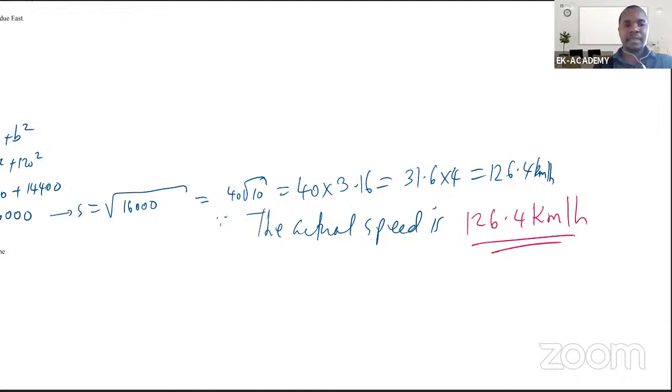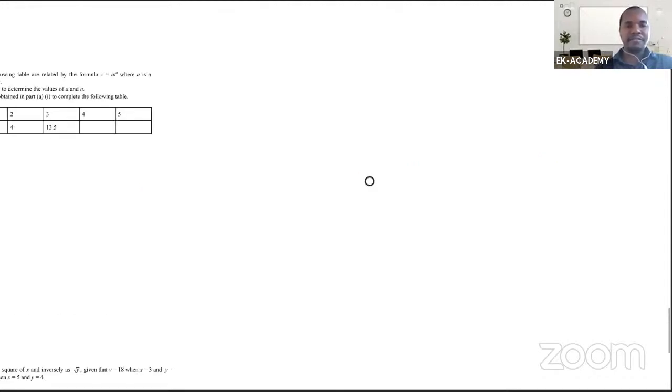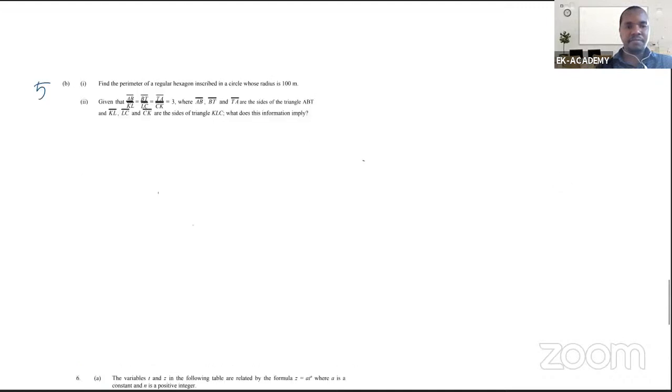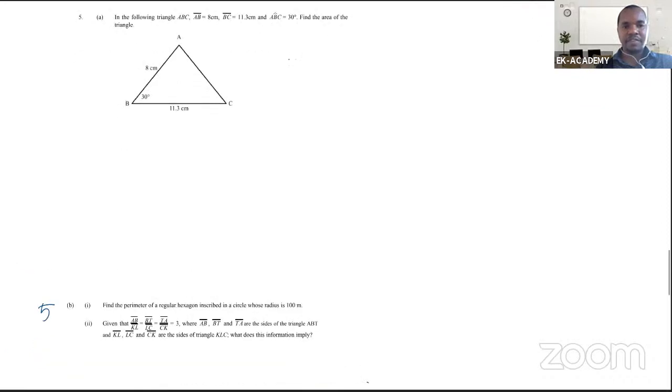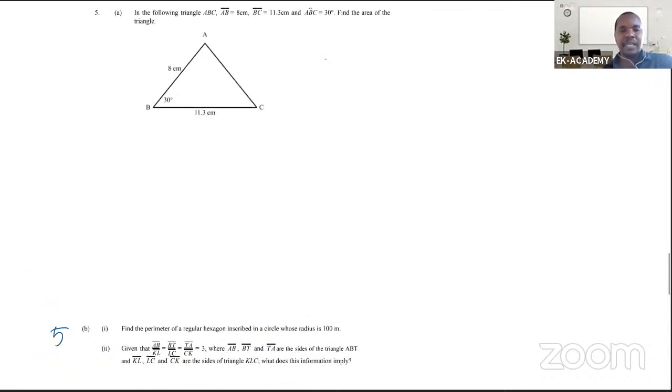Okay, we go to question number 5. And here is question number 5. 5A. In the following triangle ABC, AB is 8 centimeters, BC is 11.3 centimeters, angle ABC is 30 degrees. Find the area of the triangle.